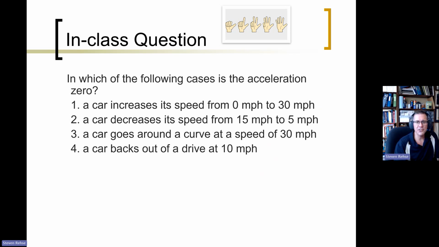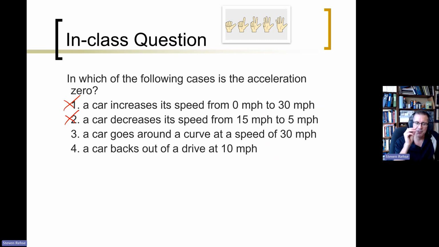A car increases its speed from 0 to 30. Well, if you're increasing speed, that clearly is a change in velocity. It cannot be that. A car decreases its speed. That's still an acceleration. Acceleration is any change of velocity. So it cannot be that. A car goes around a curve at a speed of 30 miles per hour. Now, you might think it is 3 because, oh, the speed doesn't change.